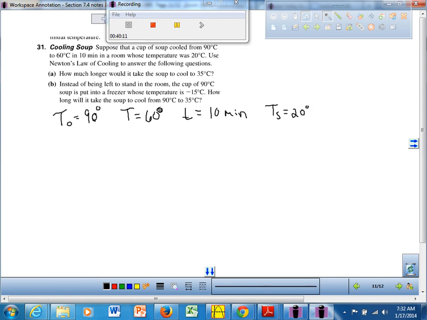Use Newton's law of cooling to answer the following question. How much longer would it take the soup to cool to 35 degrees Celsius? So here we go again. There's our Newton's law of cooling formula. So the first thing we're going to do is solve for K. Do this at your desk. I'll do it up here.